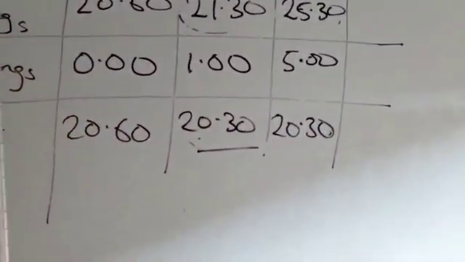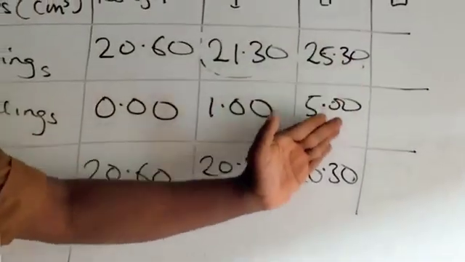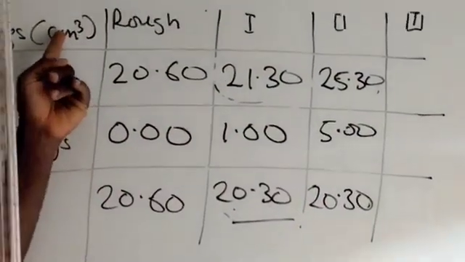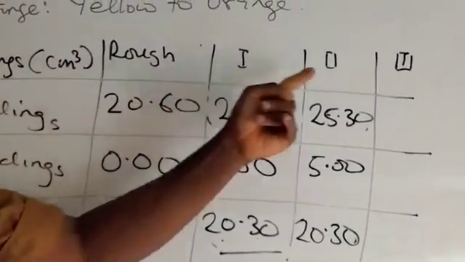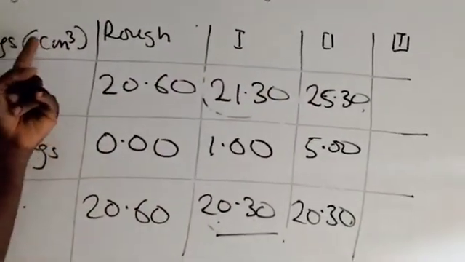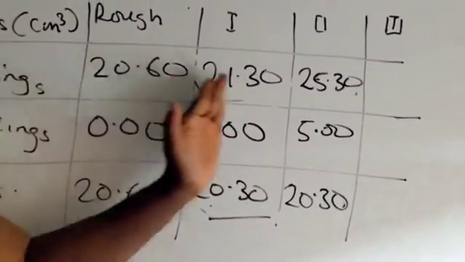All your values should be recorded to 2 decimal places. So what you're reading, all of them to 2 decimal places. The unit of measurement must be indicated on the table. So cm cube is indicated. You don't have to write it 3 times. I didn't say cm, I did not say cm square. Cm cube. Then your values all to 2 decimal places.